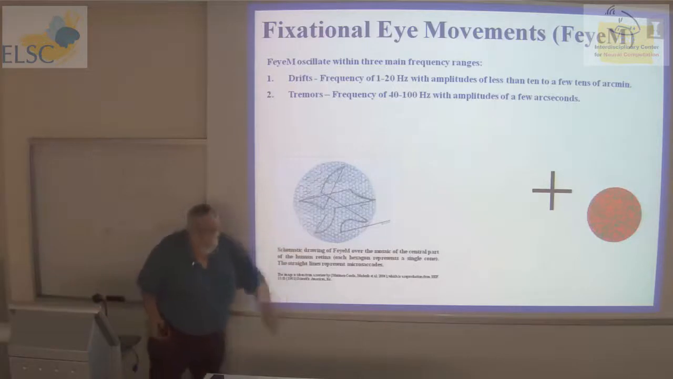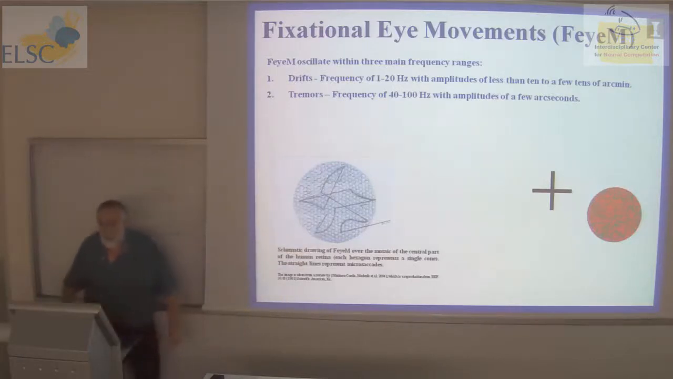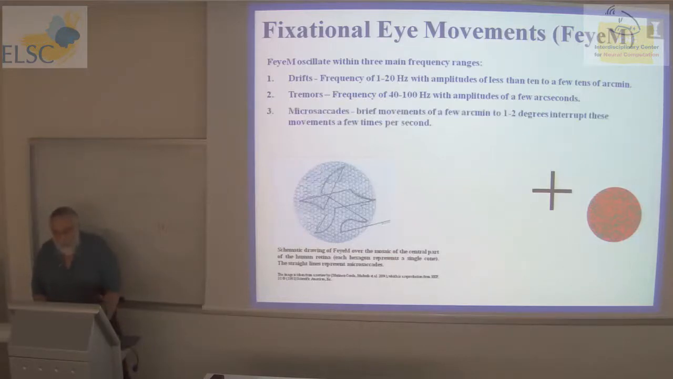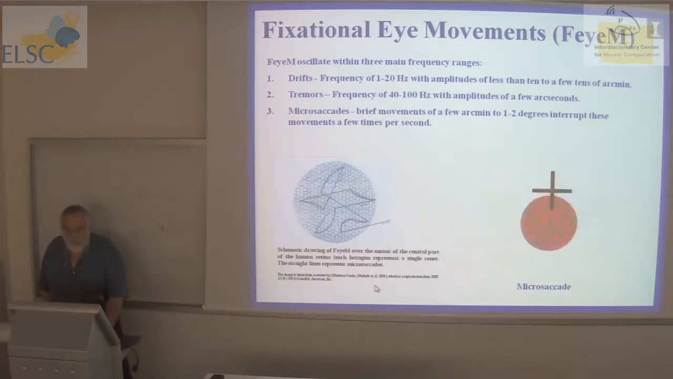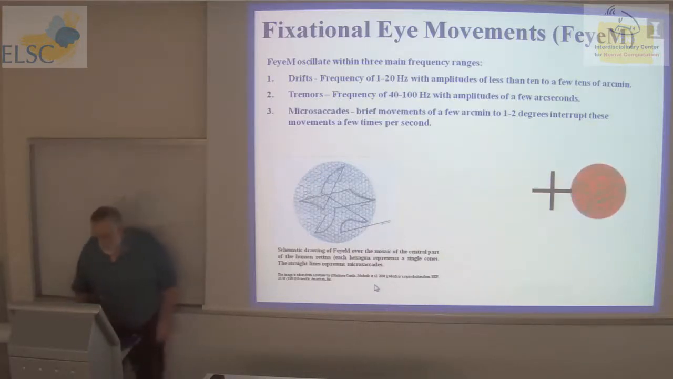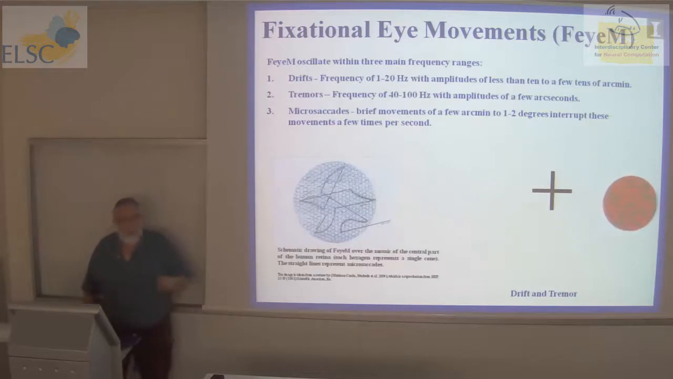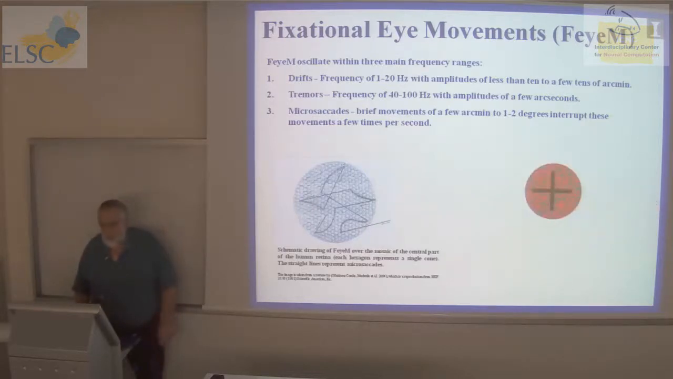The small movements here are the tremor, which can be up to 100 hertz. And each time we have a saccade that brings us back to the point of fixation, in between drift and tremor, we have saccades. Those are the microsaccades. Those are the main eye movements during fixation.